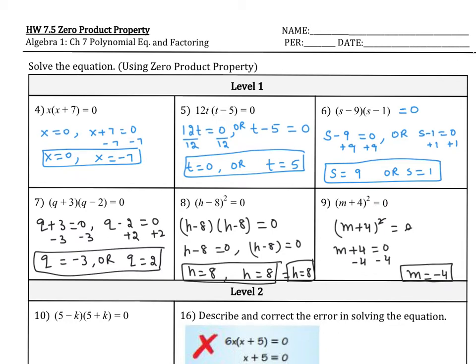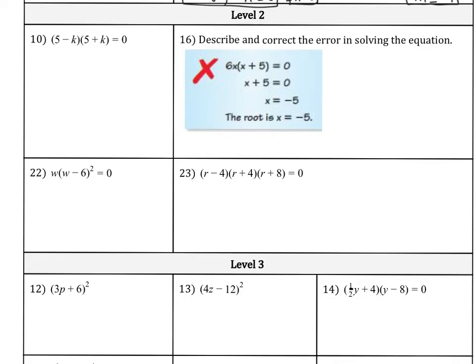Now we're going to discuss level 2. For question number 10, you have two factors, 5 minus k and 5 plus k. When we apply zero product property, you get 5 minus k equals 0 or 5 plus k equals 0. Now you're going to solve for k.